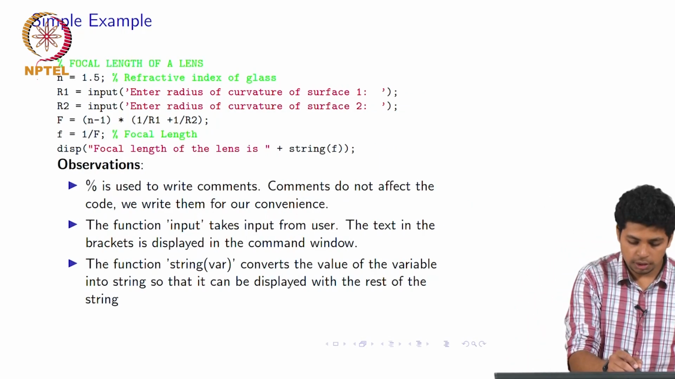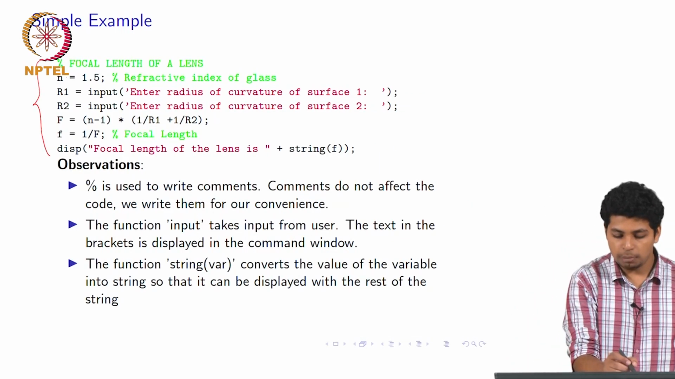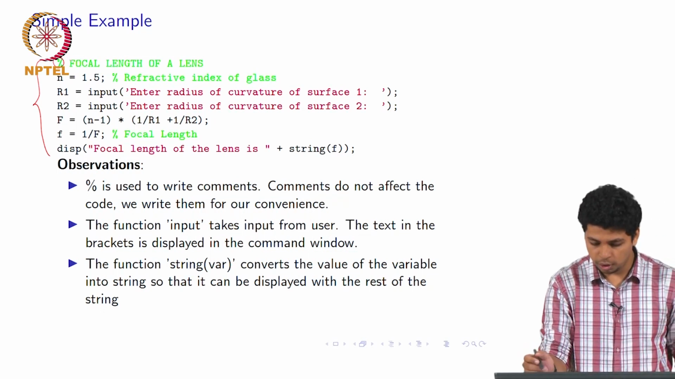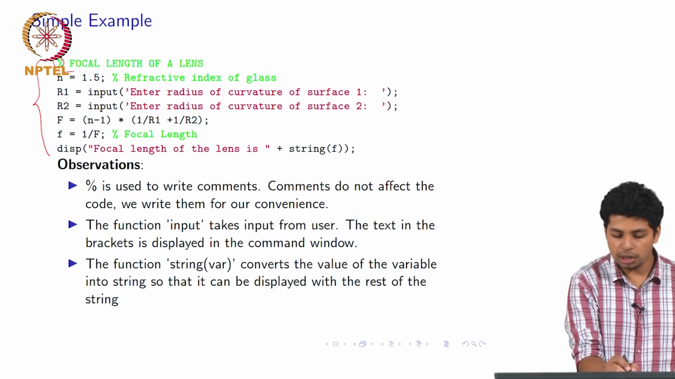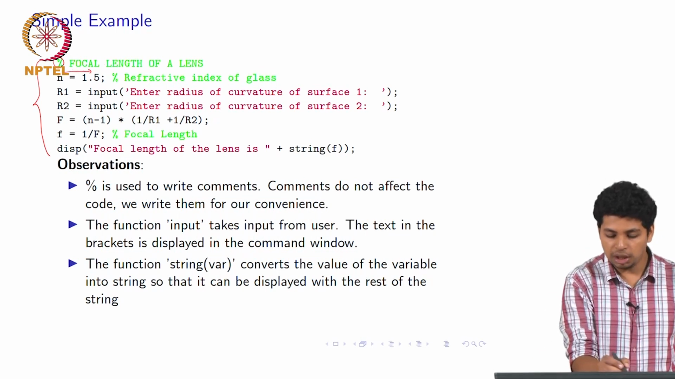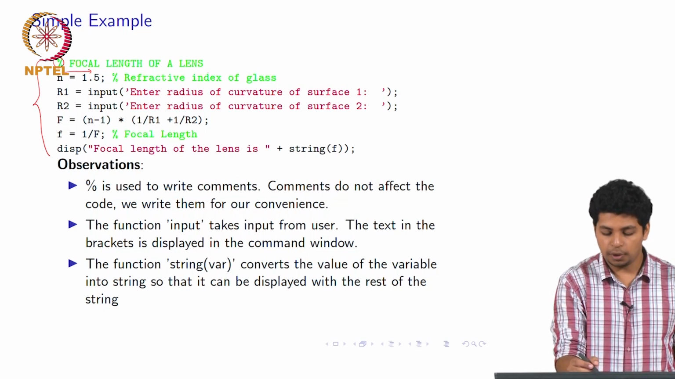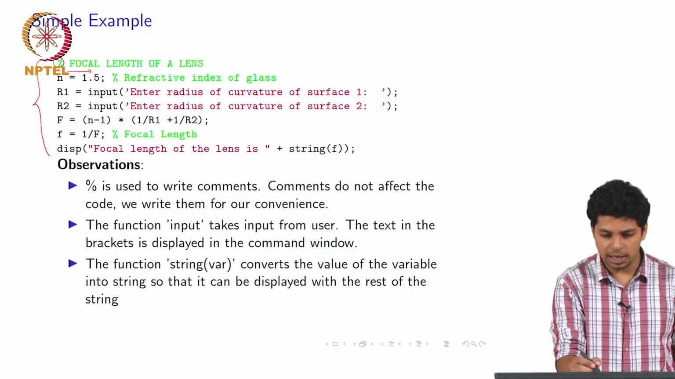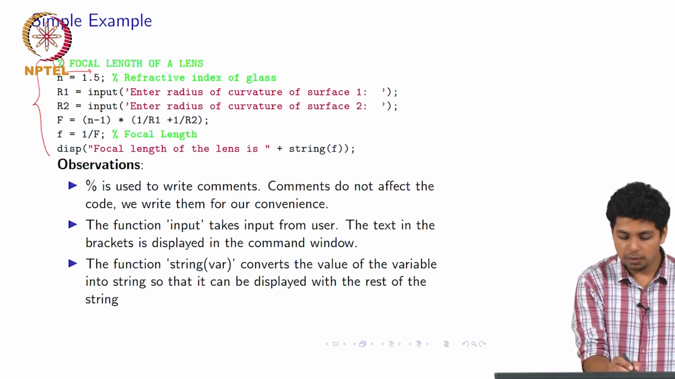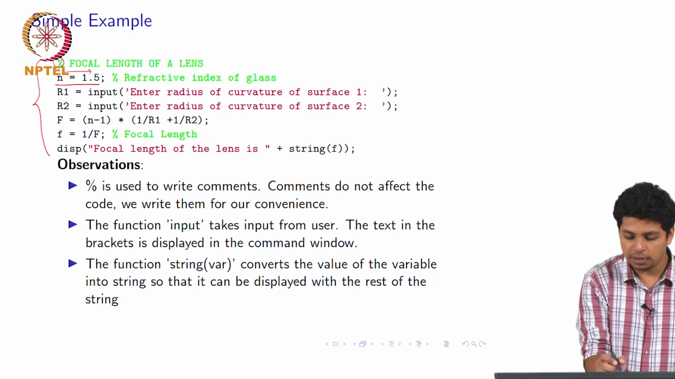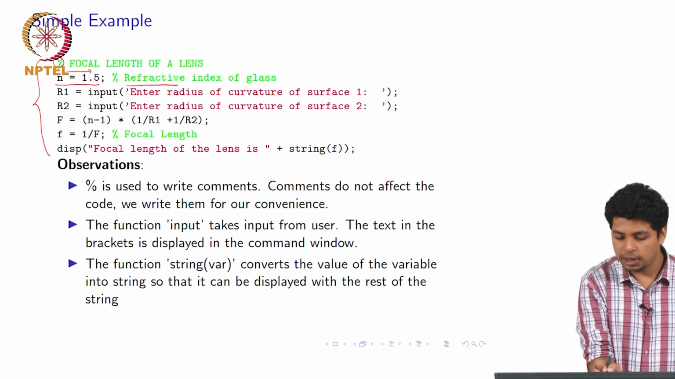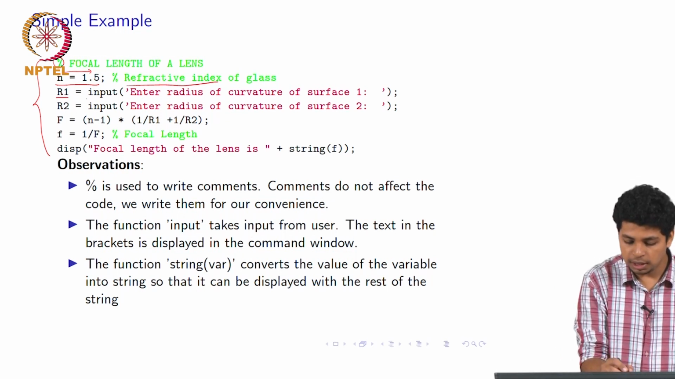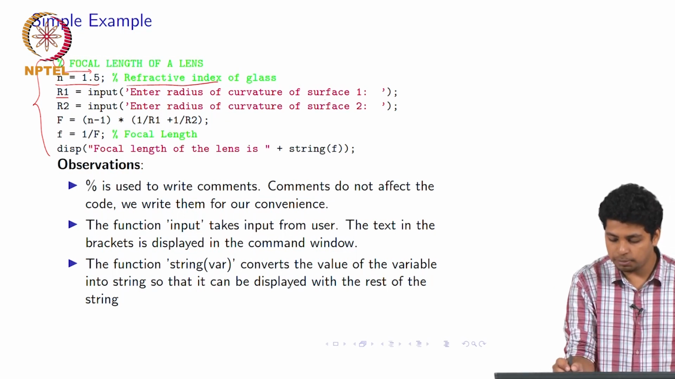This is what the code looks like. Percent is used to comment on the code, and anything you write beyond a percentage symbol is not a part of the code. It is only written for our own convenience so that we know what section of code we are in. We can write any comment there and it will not affect the code. Then we give the value of refractive index, 1.5. As you can see, I have put a comment in there to indicate that it is the refractive index of glass. Then R1 is equal to input, and then I have put some text.